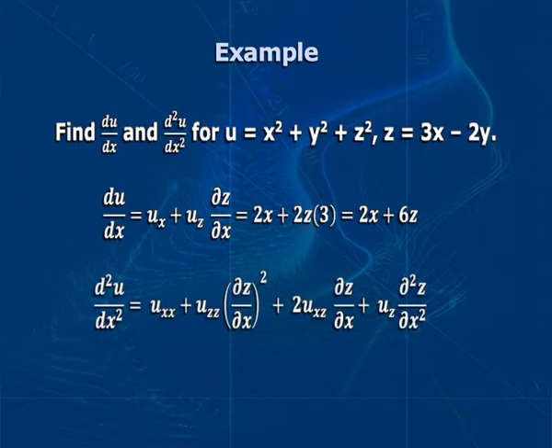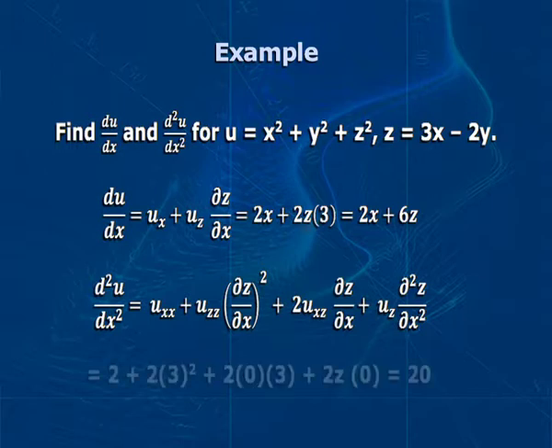D square u upon dx square is equal to uxx plus uzz into del z over del x whole square plus 2uxz del z over del x plus uz into del square z over del x square, which is equal to 2 plus 2 into 3 square plus 2 into 0 into 3 plus 2z into 0, which is equal to 20.